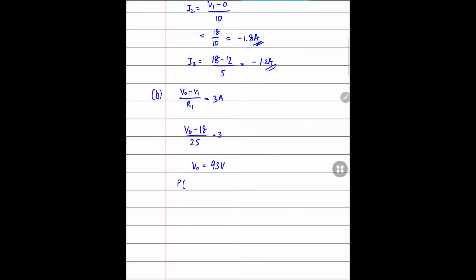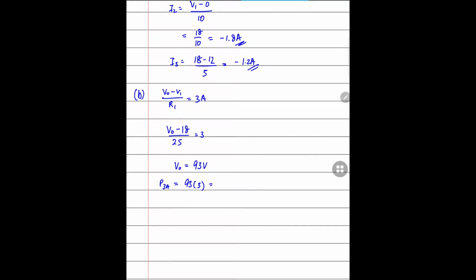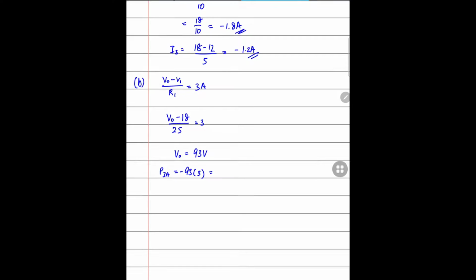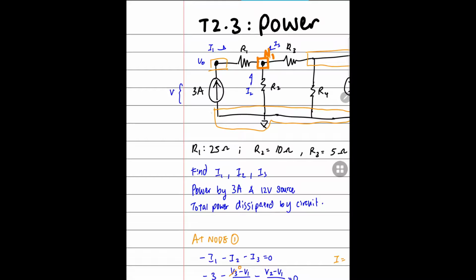Now we can find the power, which is given by the current multiplied by the voltage across the current source, which is 93 volts, because the voltage difference is V0 minus V ground, which is 93 minus 0. So we get 279 watts, and it's in a negative sign because the current is being supplied. If it's in a positive sign, it means that the power is being dissipated.